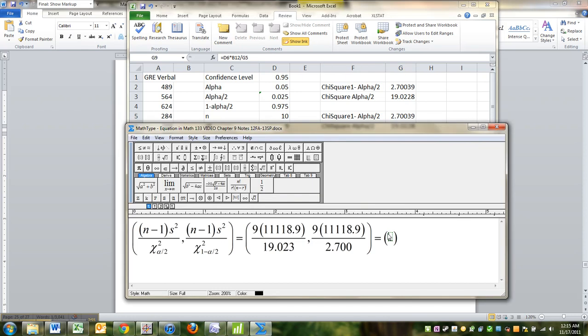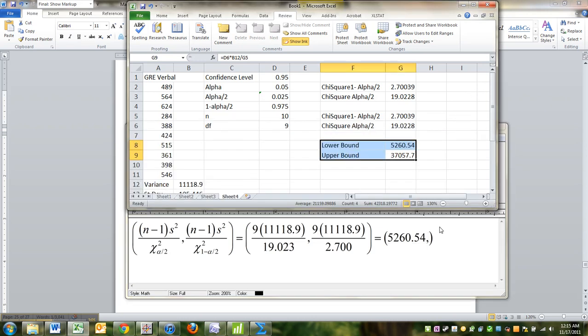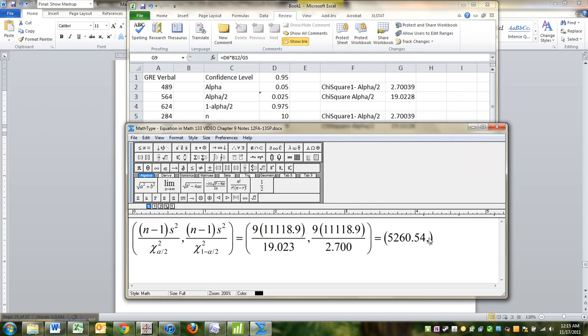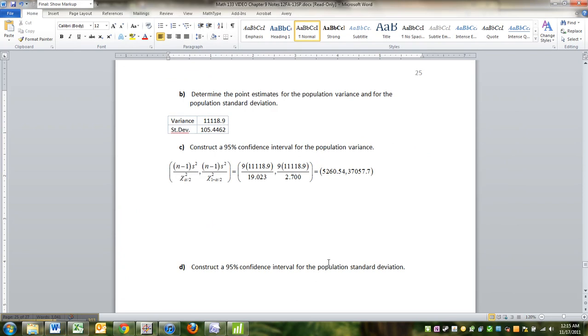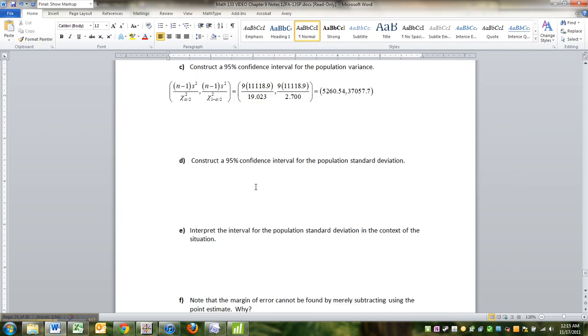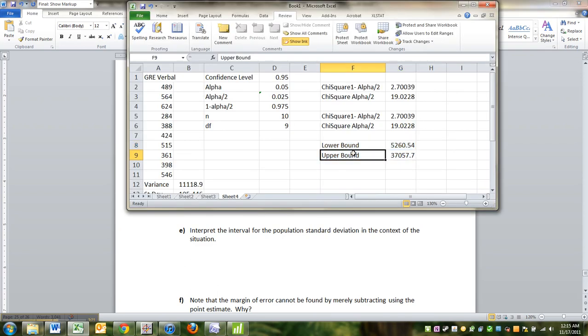So our numbers are 5260.54, my decimal point keeps not working. And then the other one is 37057.7. And there we go. You now have the formula for the variance, or the confidence interval for the variance. What about the standard deviation? Well, remember the standard deviation, I should have said this is for variance.